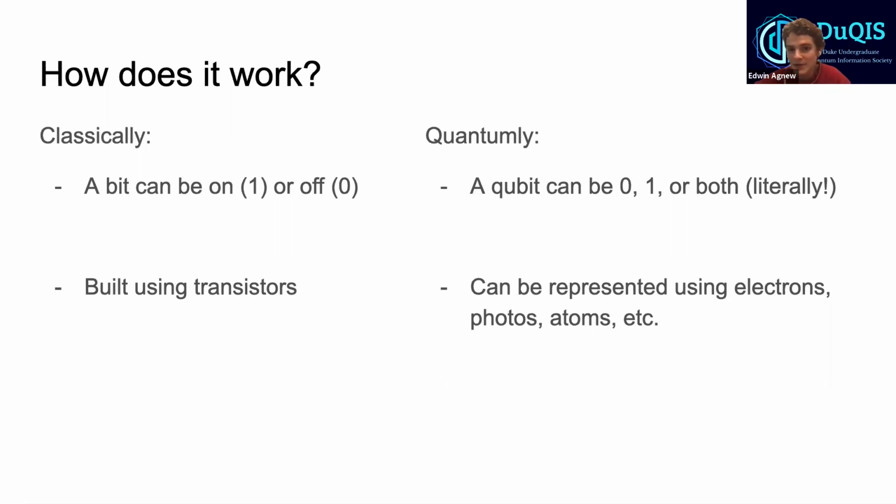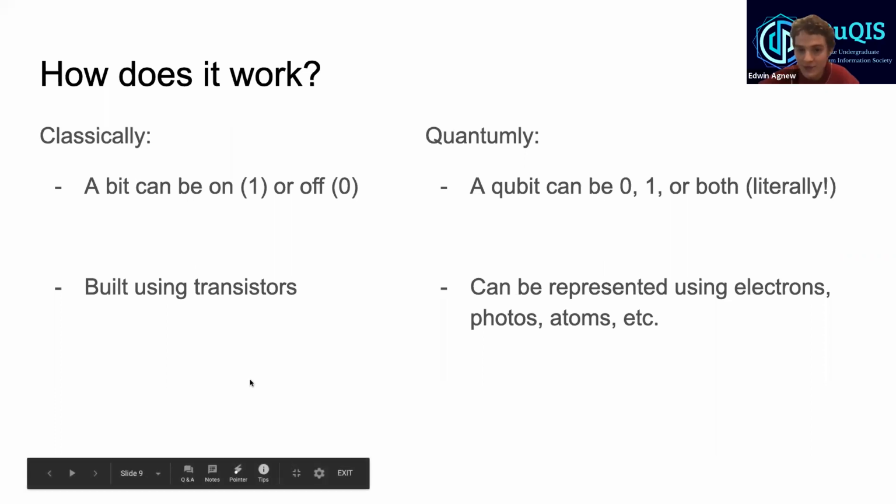Quantumly, however, you have a quantum bit, also known as a qubit, and that can be 0, it can be 1, or it can be both quite literally at the same time. So from our previous example, it could be both in the top slit and the bottom slit at the same time. This could be represented using anything which behaves according to quantum mechanics. So this is going to be small things like electrons or photons or atoms.